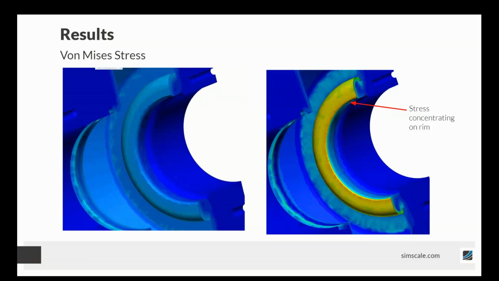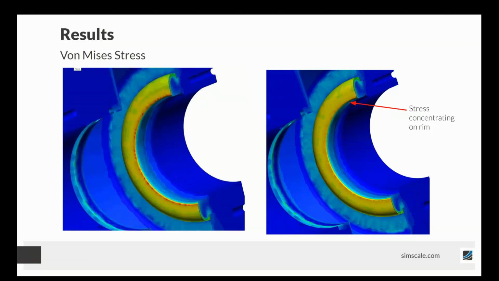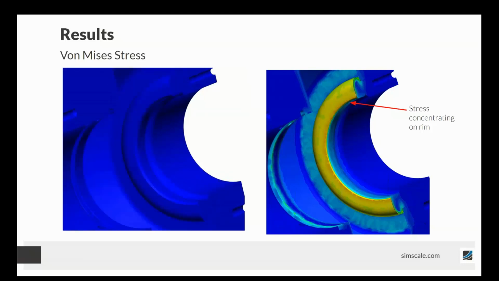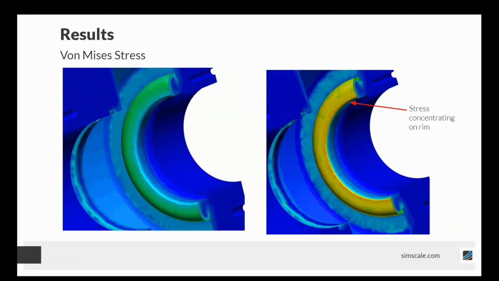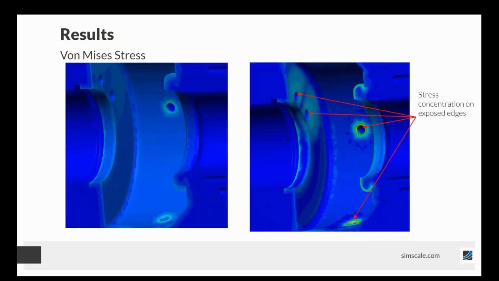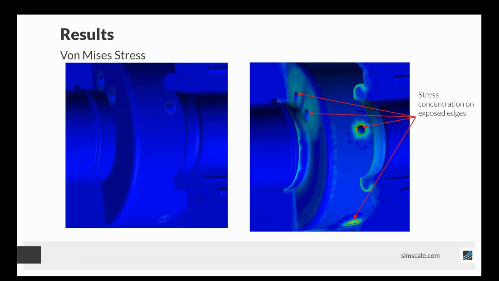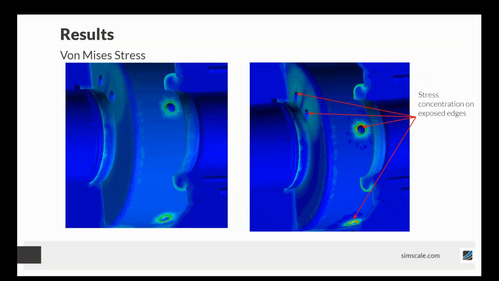So on the right-hand side, I've got a still frame of the mechanical stress, or the von Mises stress, at 0.1 seconds. And we can see that the stress really concentrates on the rim of the brass piece. If we have a look at another area in the model, we can see that the stress is also concentrating on the exposed edges of the internal combustion chamber.